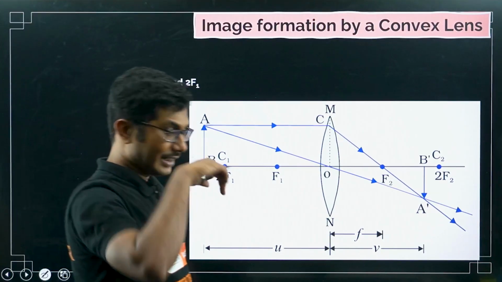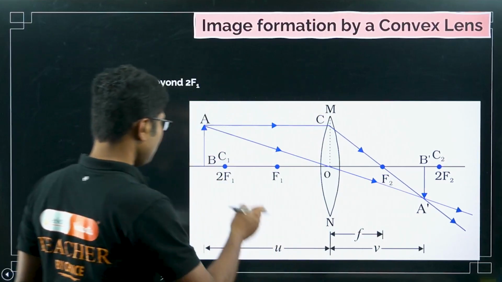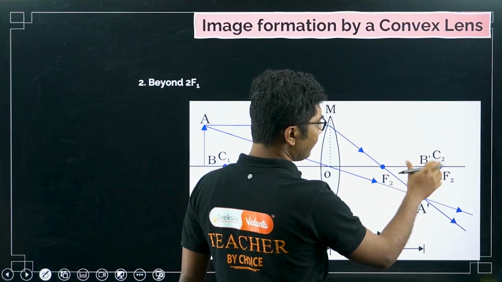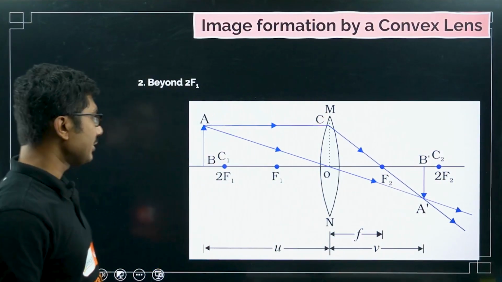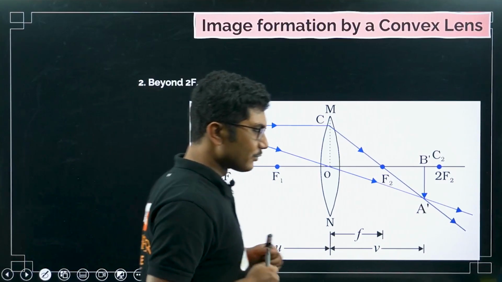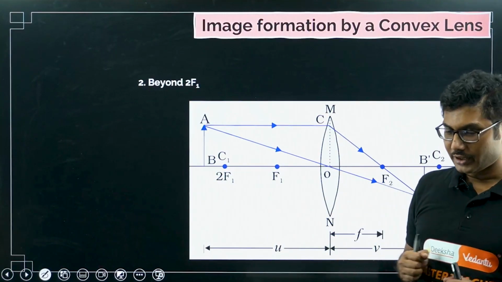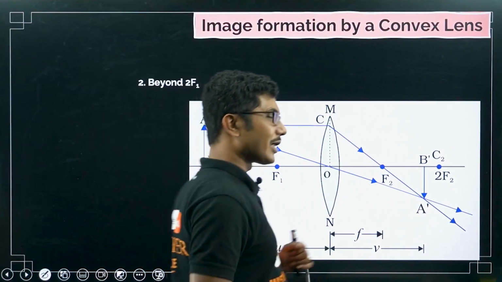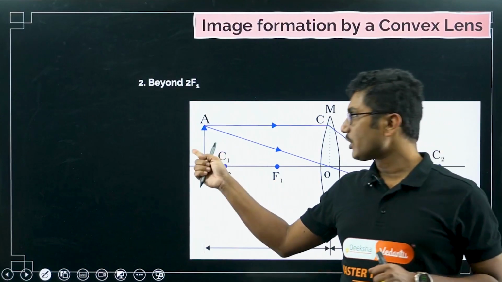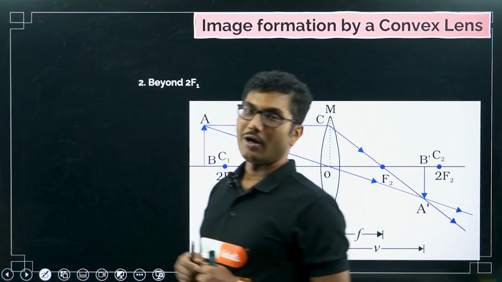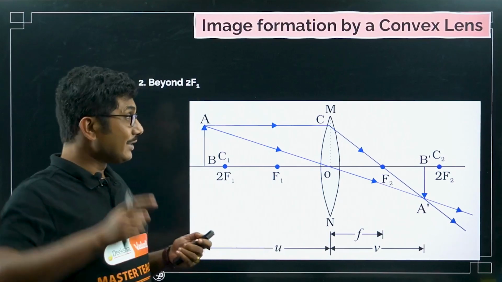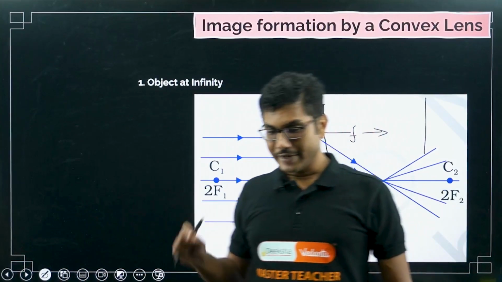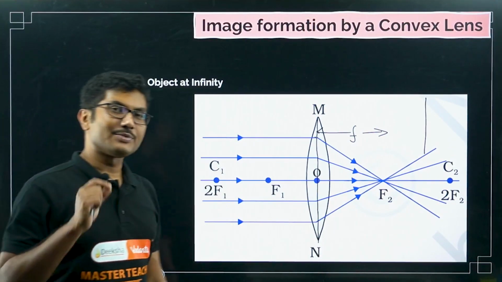Now what if the object is beyond 2f? You will see the similarity with the mirror as well. Beyond 2f, the image will be between f2 and 2f2 and it will be diminished. As I told you in one example, you started walking from infinity towards the lens. Convex lens is there, you started at infinity, now you are slowly walking towards the lens. Your first image, when you are at infinity, the image size was point size, very small, diminished, real but very small.